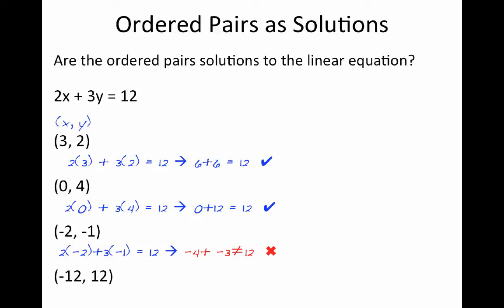It's not equal to -12. It's not equal to 12. So (-2, -1) is not a solution to the linear equation. Let's try the next one.